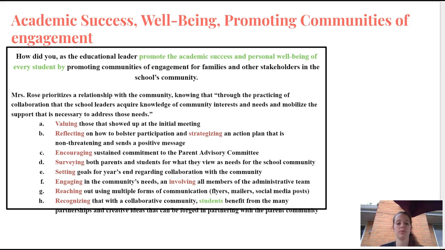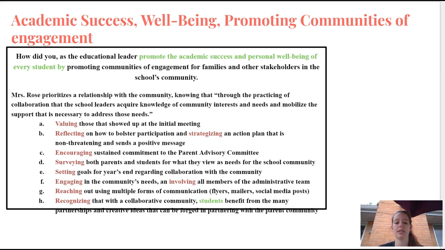So because Mrs. Rose would prioritize a relationship with the community, she's valuing those that showed up at the initial meeting, reflecting on how to bolster participation, and strategizing an action plan that is non-threatening and sends a positive message about parent involvement. She's encouraging sustained commitment to the PAC. She would be surveying both parents and students for what they view as needs for the school community, setting goals for the years regarding collaboration with the community and developing a PTO, PTA.